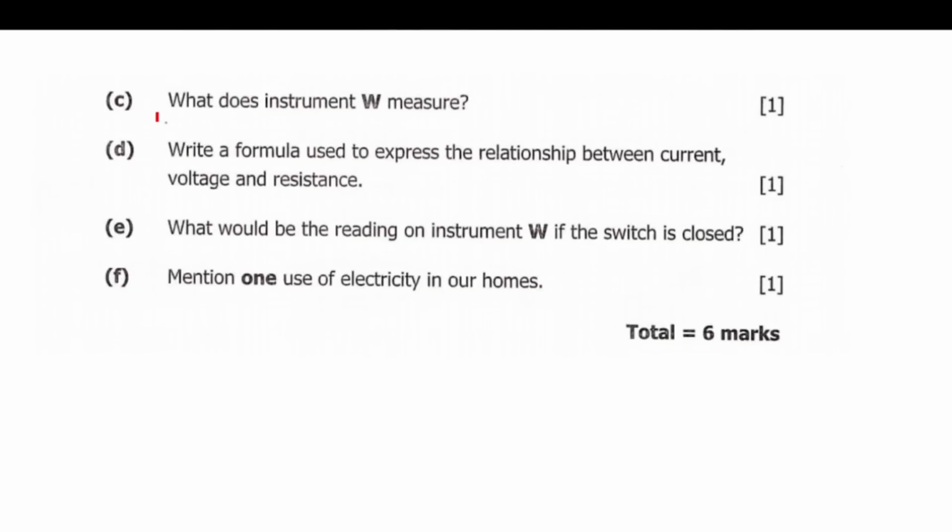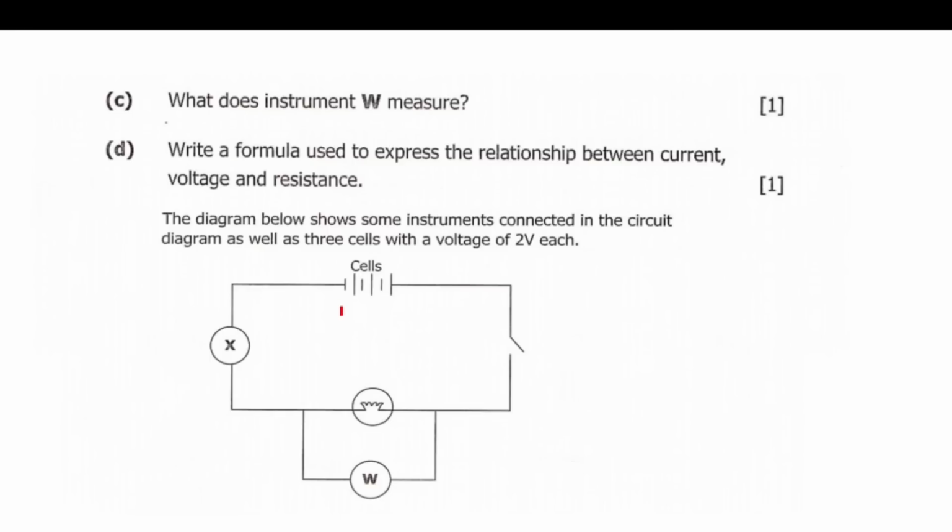Then let's bring back the diagram. What does instrument W measure? This instrument W just measures voltage. Then write a formula used to express the relationship between current, voltage, and the resistor. So voltage is equal to current times resistor.